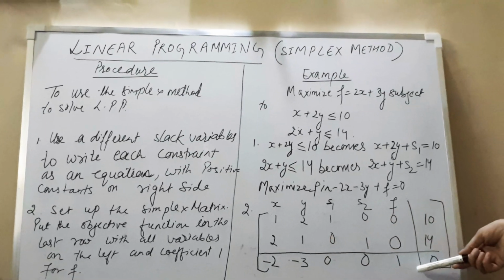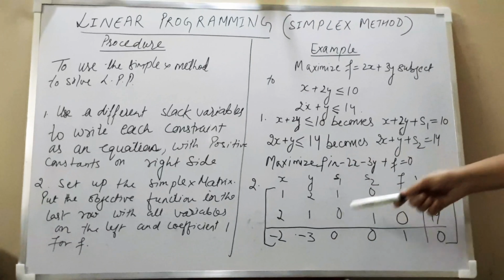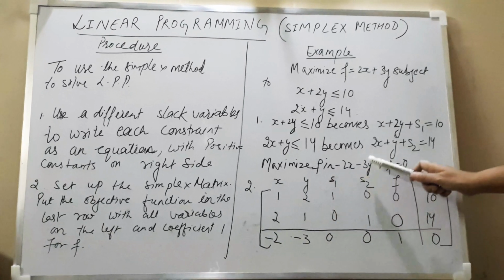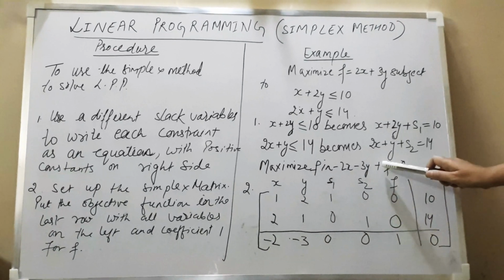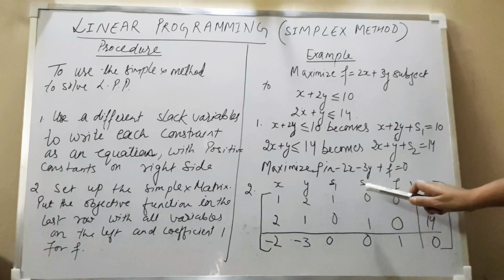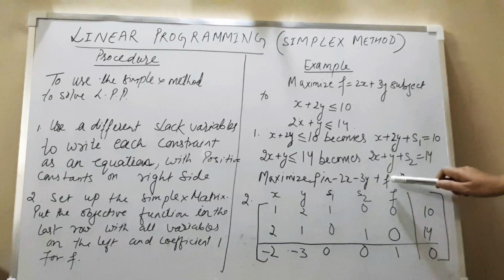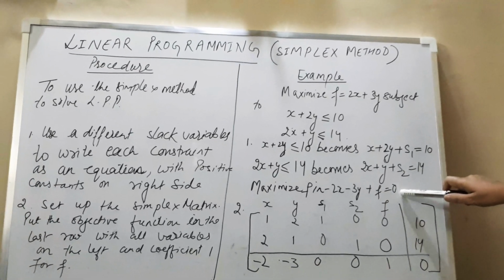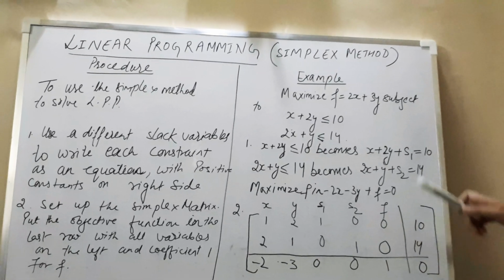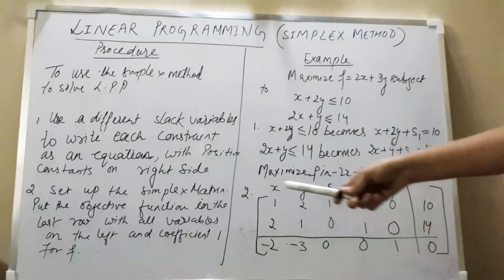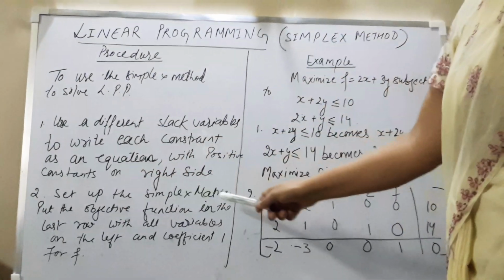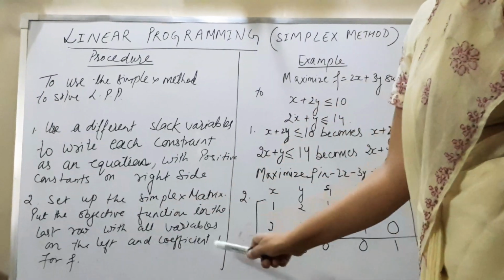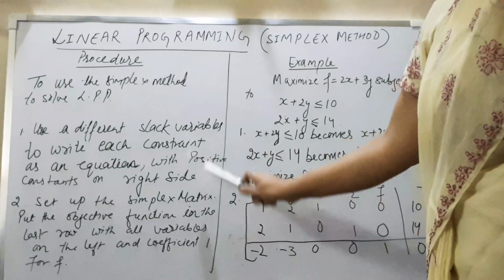Then the last row is the objective function. We are writing the objective function in the last row. Here it is minus 2, the coefficient of x, and the coefficient of y is minus 3. There is no s1 and s2 in this equation, so s1 is 0, s2 is 0, and the coefficient of f is 1. And here on the right side the constant is 0. So we have to set up the simplex matrix, put the objective function in the last row with all variables on the left and coefficient 1 for f. We have to remember these steps.